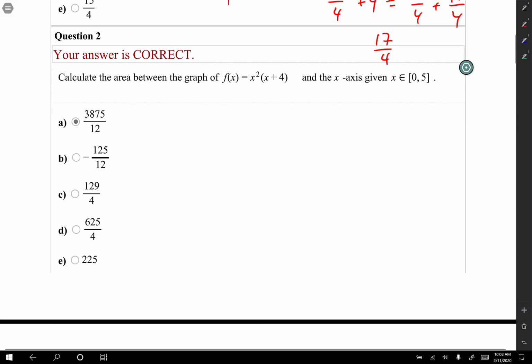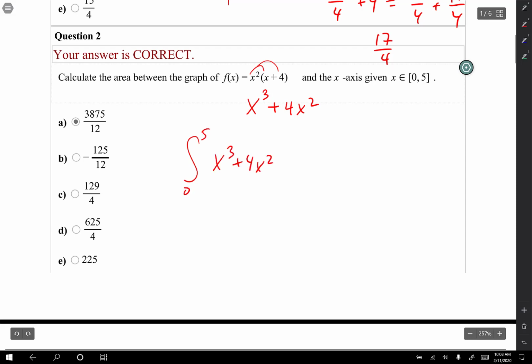All right, calculate the area. So I see this here. I'm noticing that as long as x is positive, this will always be above the x-axis. So the first thing I would do is distribute that. So that would be x cubed plus 4x squared. And since I know I'm above the x-axis between 0 and 5, I'm just going to integrate 0 to 5 of x cubed plus 4x squared.